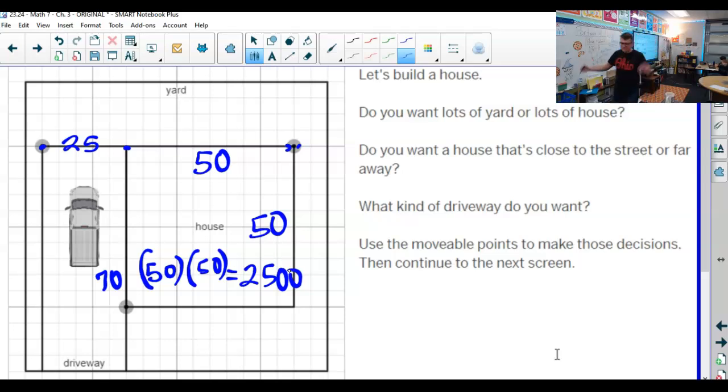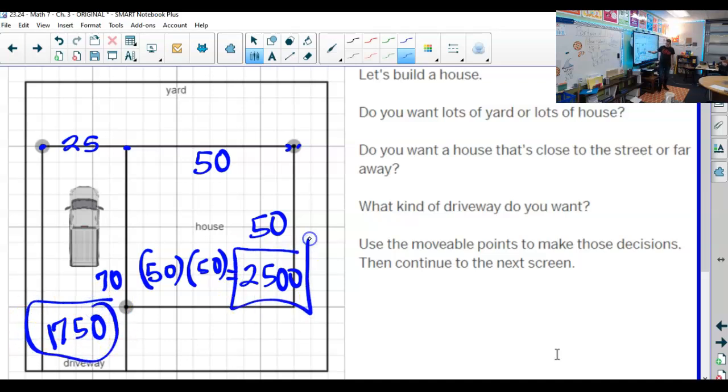Calculator, got it. 25 times 70 is 1750. I might have accidentally copied your house. So now I need the 1750 plus the 2500 for my total concrete. But your house is probably a different size. That's 4,250. You copied me.